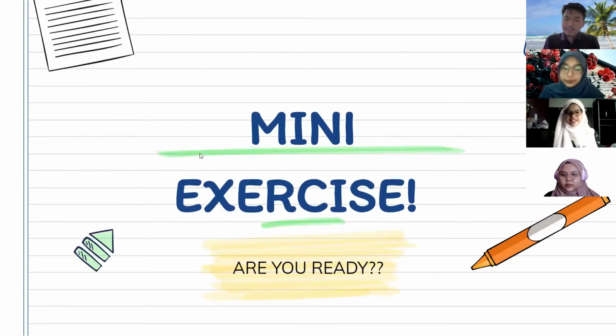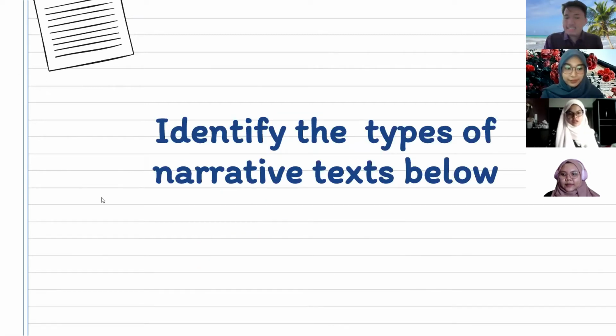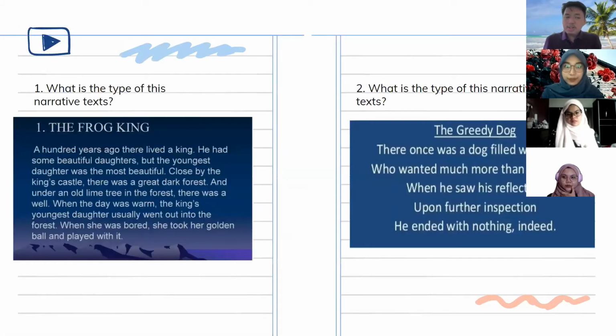If you say so, let's do a mini exercise. You guys ready? Okay. For this mini exercise, you need to identify the types of the narrative text below. I will give you 2 minutes to read the text and give your answer. There are two questions only, and it is easy for you. So, your time starts now.